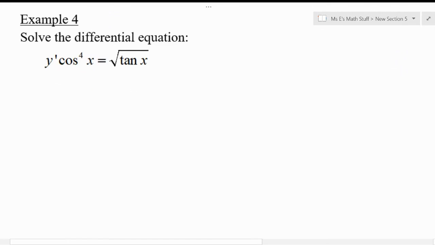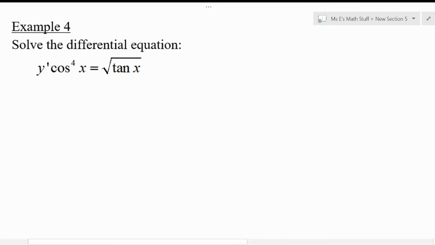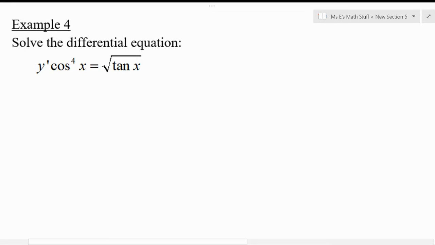All right, my friends. See how example 4 goes. Solve the differential equation: y prime times cosine to the fourth x equals square root of tangent x. Good luck.